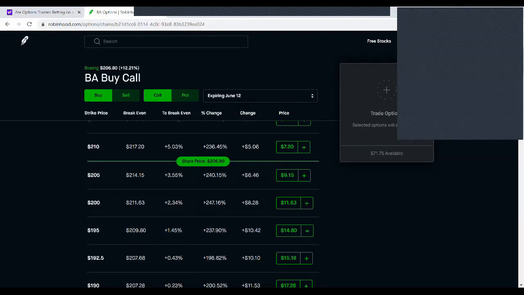So you see, Boeing's a big stock. Which one do you prefer to buy, out of the money or at the money? Definitely out of the money. At the money is really expensive. I paid like $700. Out of the money, you can have more contracts.